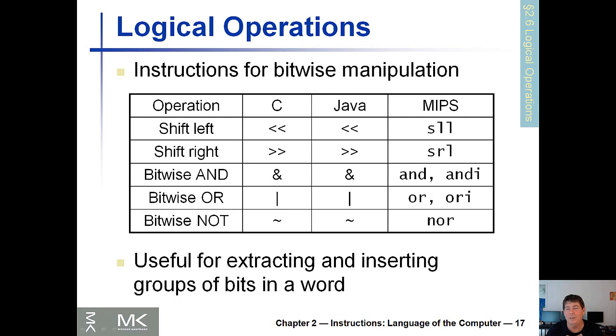Logical operations, it won't be long before you need these in your programming. So in C and Java, you have shift left with the less than symbols, shift right with the greater than symbols. These are represented in MIPS by SLL and SRL, bitwise AND when you're doing it with a register, and ANDI when you're doing it with an immediate. Bitwise OR is a vertical bar in C and Java. OR in MIPS, ORI when you're using an immediate value. Bitwise NOT in C and Java is the tilde, in MIPS it's NOR. So these are useful for extracting and inserting groups of bits in a word.